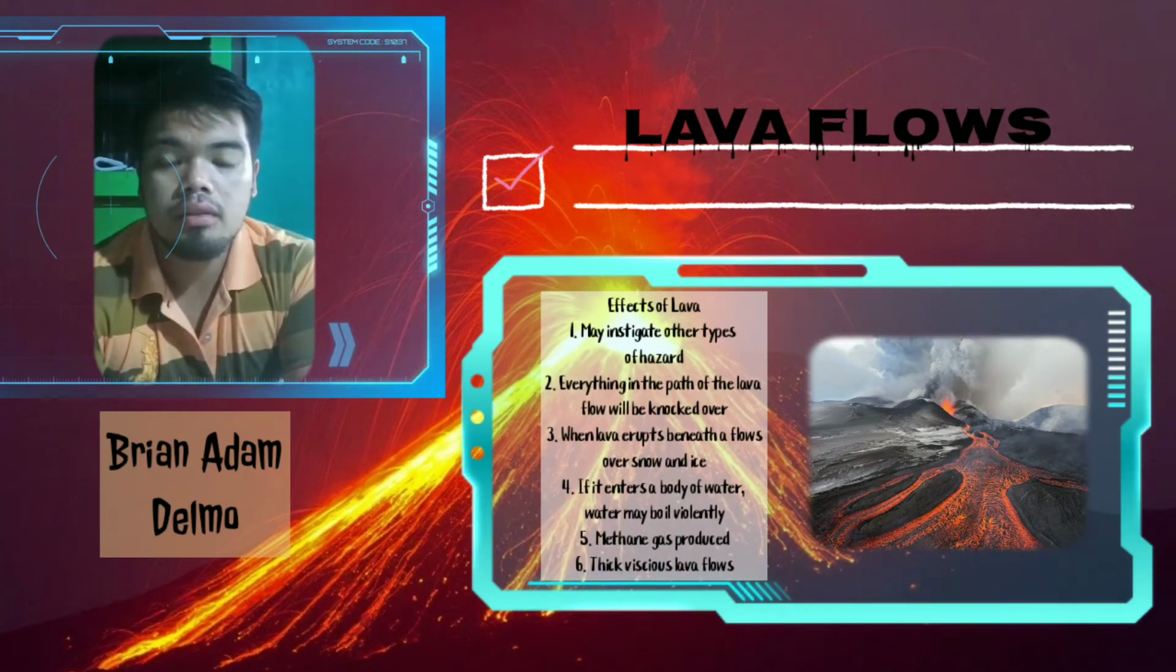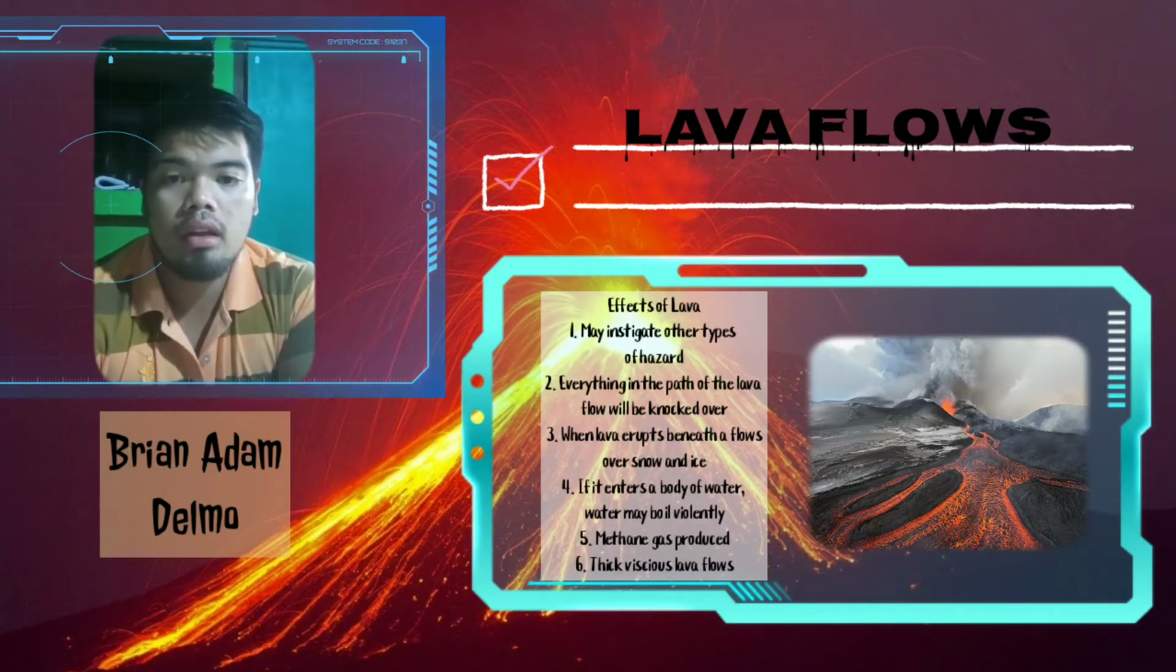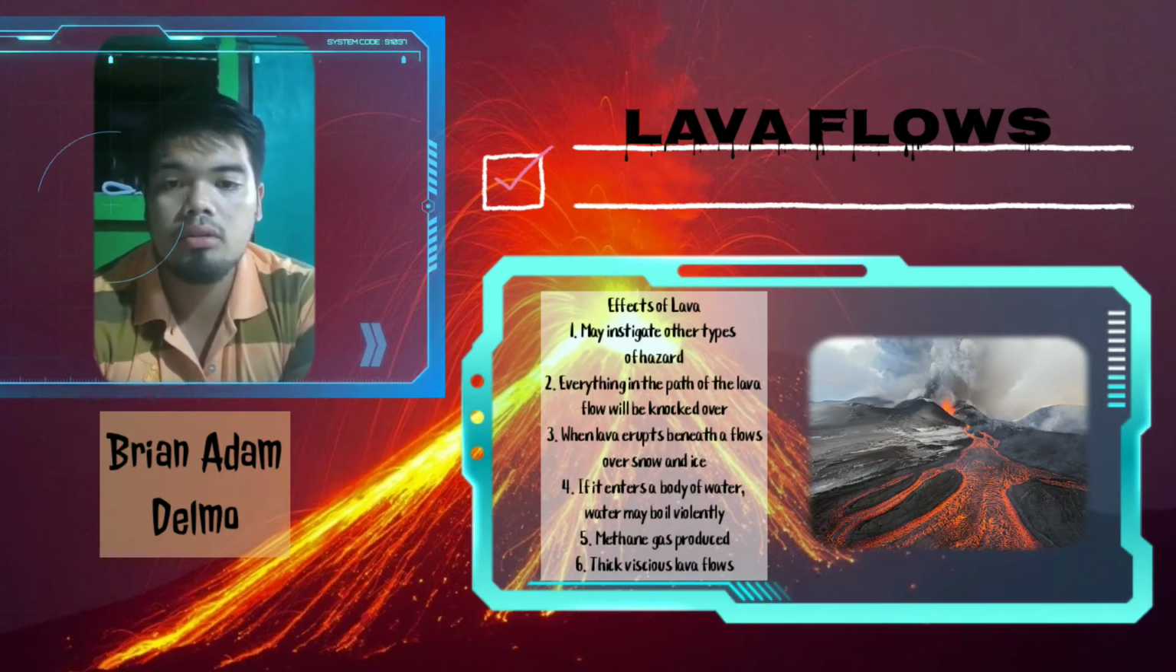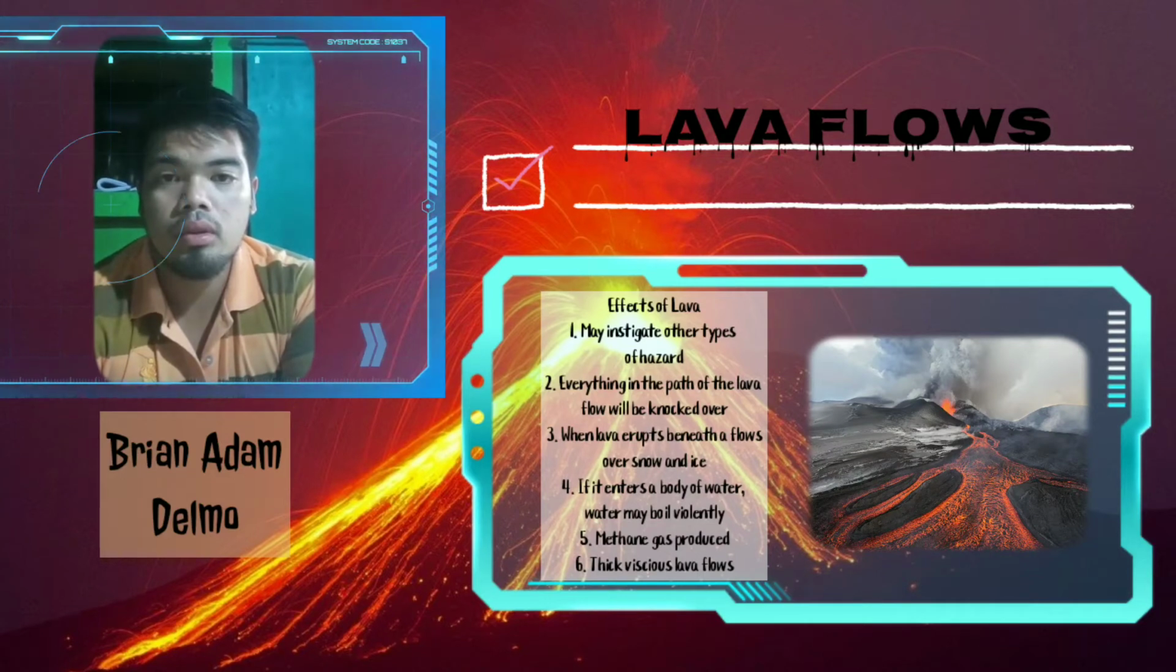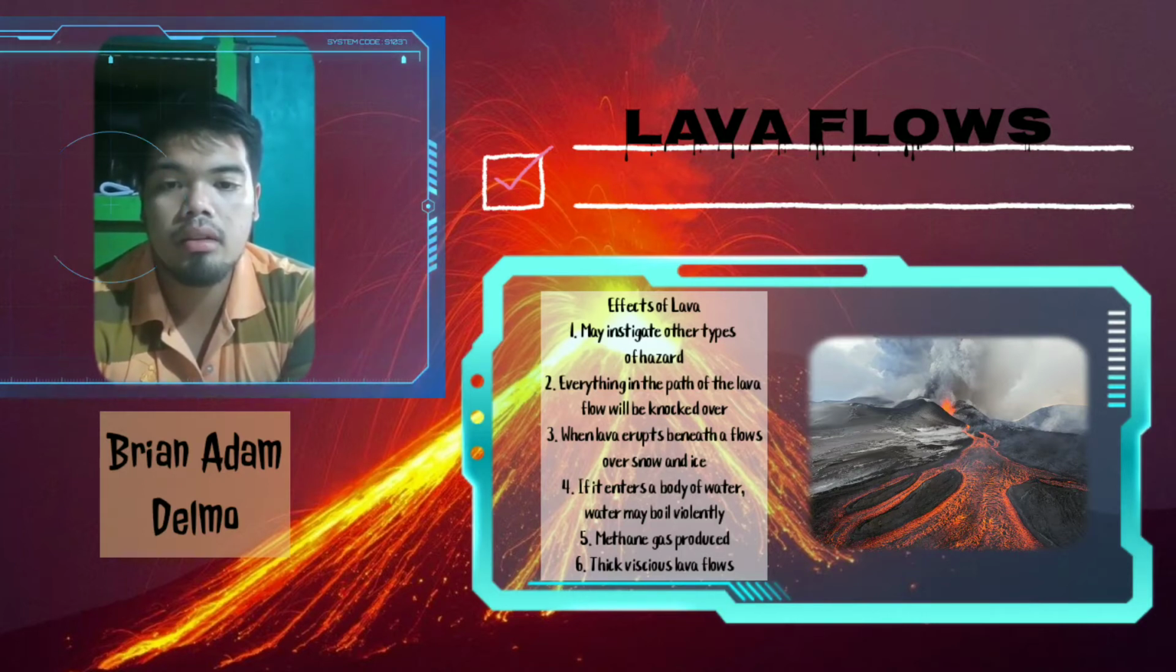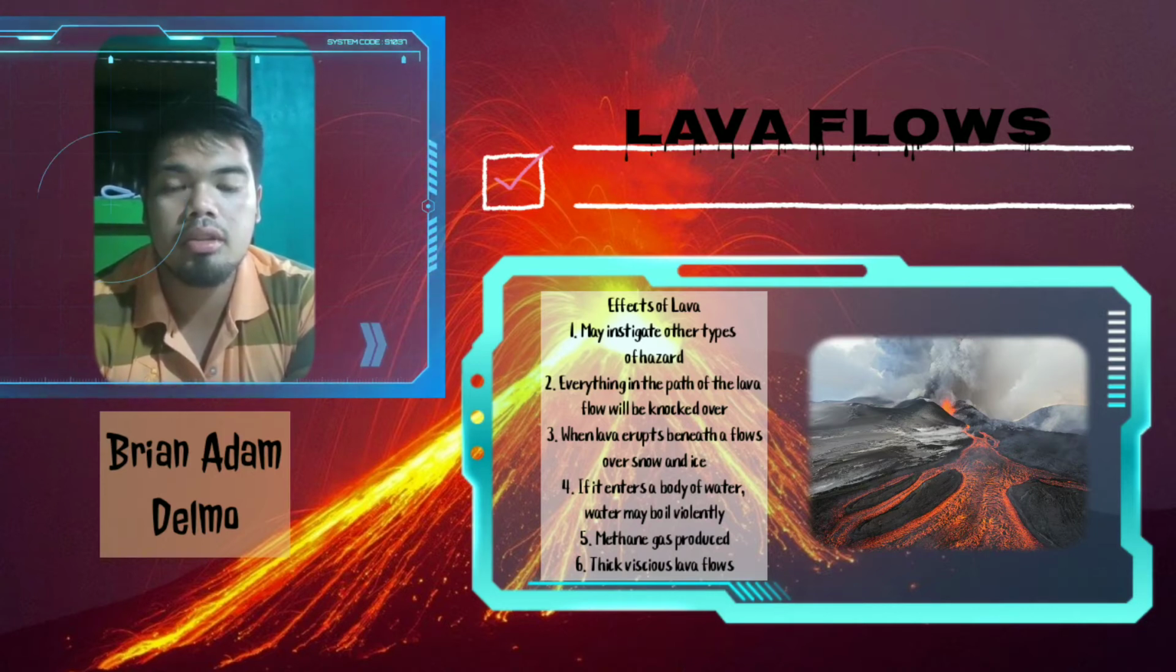Devastating effects of lava flows. So the effects of lava flows: number 1, lava flows may instigate other types of hazards. So when the lava flows into something, it will be destroyed. Number 2, everything in the path of an advancing lava flow will be knocked over, surrounded, buried, and ignited by the extremely hot temperature of lava. So the lava is very hot, so any kind of thing in its path will surely be destroyed.